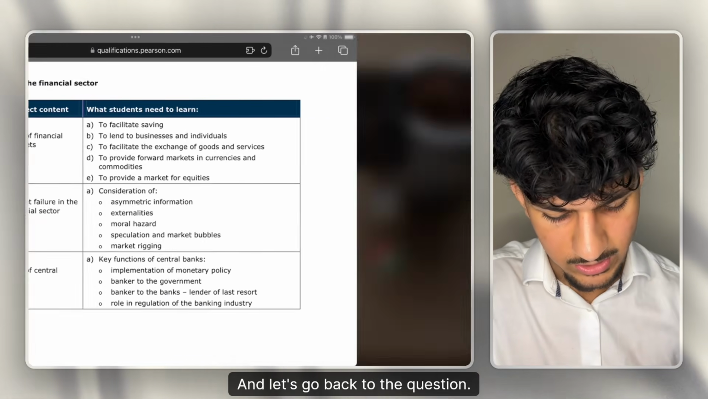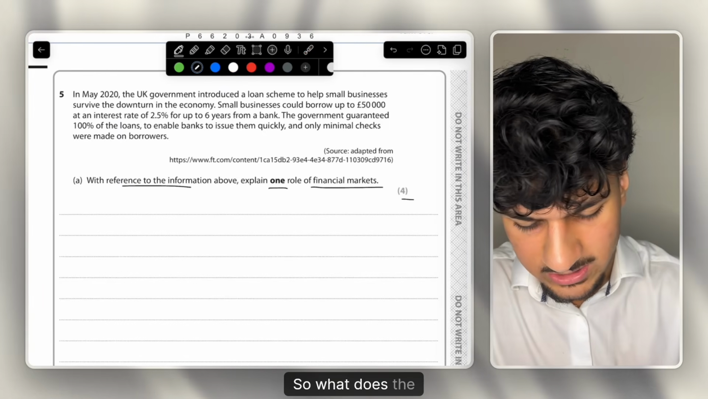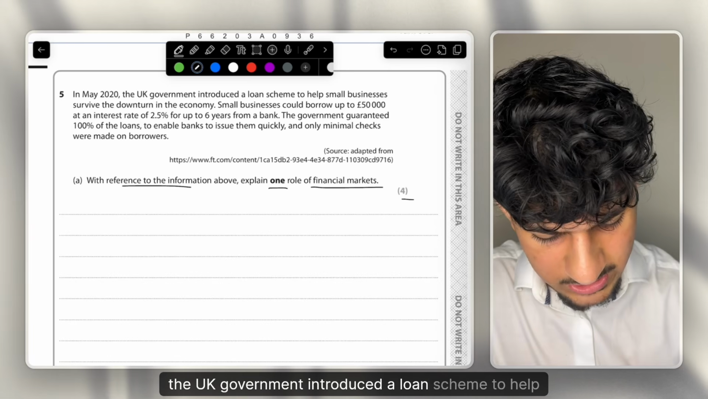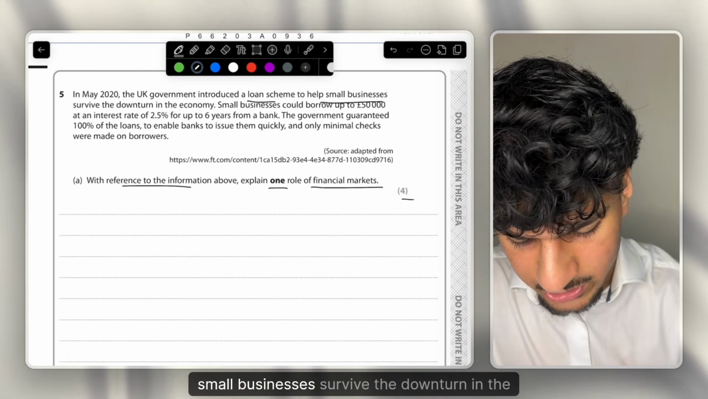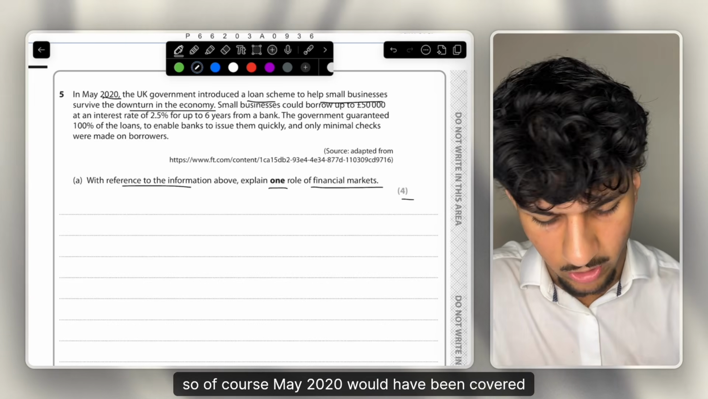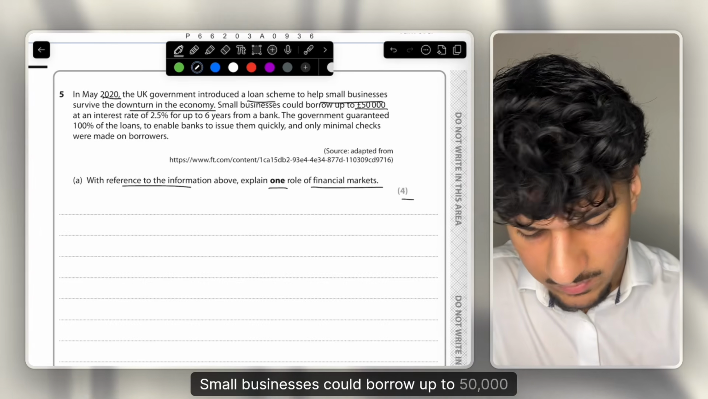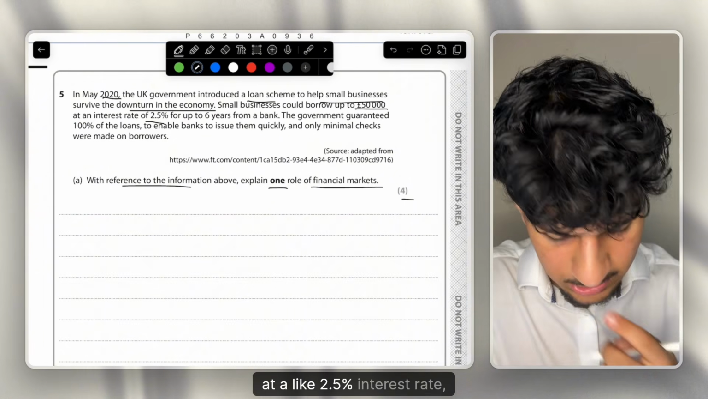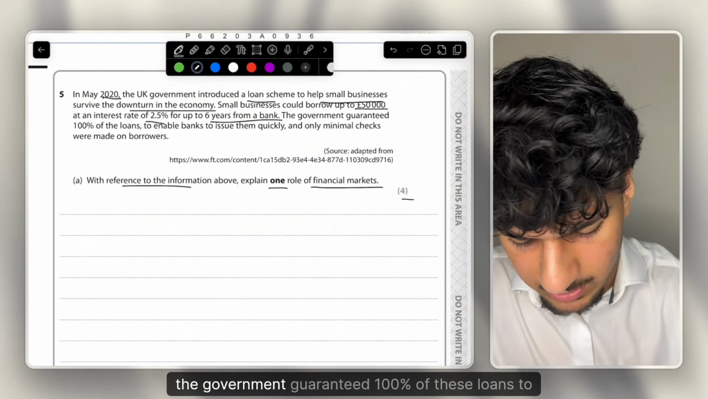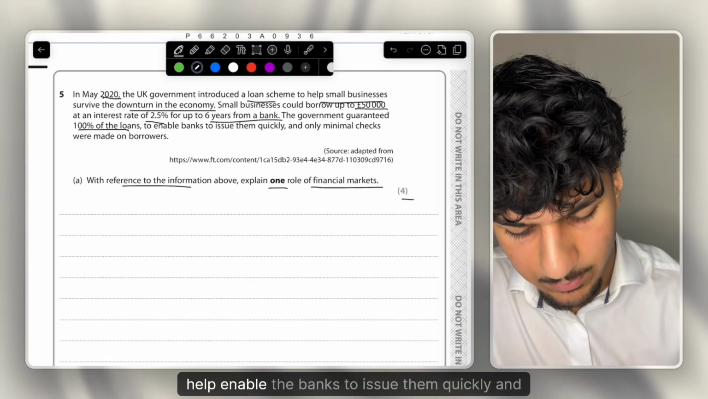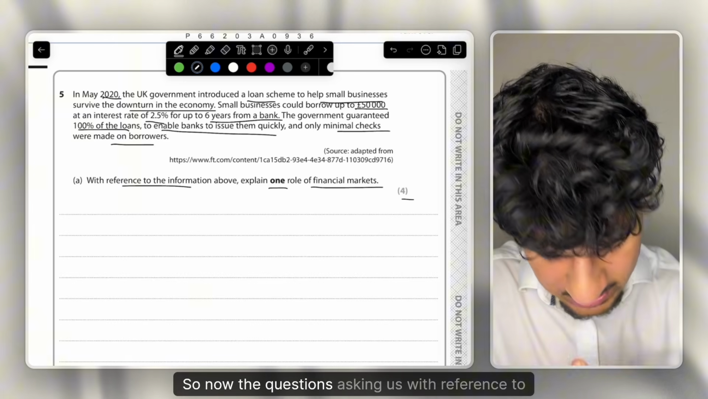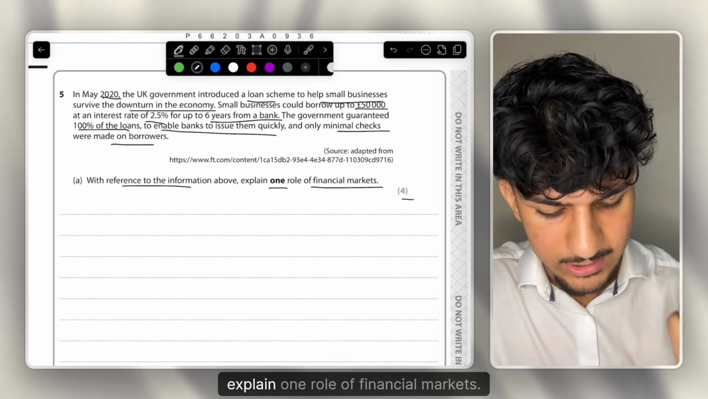And let's go back to the question. What does the stimulus tell us? It tells us the UK government introduced a loan scheme to help small businesses survive the downturn in the economy. Of course, May 2020 would have been COVID lockdown time. Small businesses could borrow up to £50,000 at a 2.5% interest rate, which is a low interest rate, for up to 6 years from the bank. The government guaranteed 100% of these loans to help enable the banks to issue them quickly, and only minimal checks were made on borrowers.